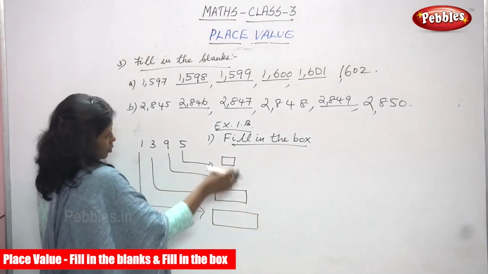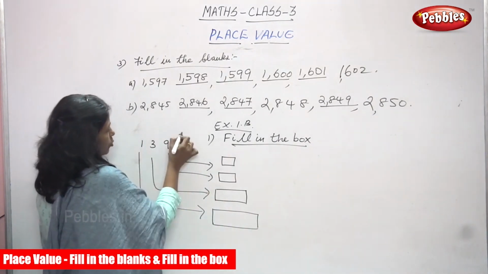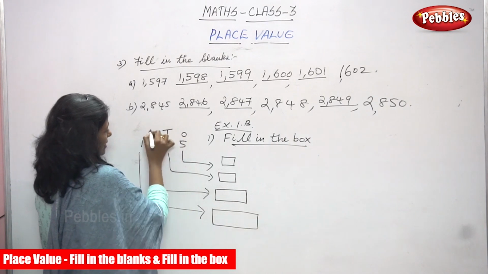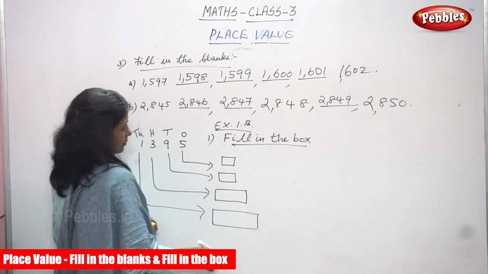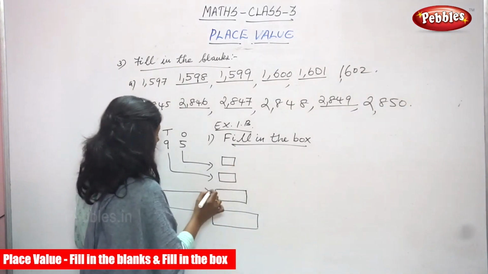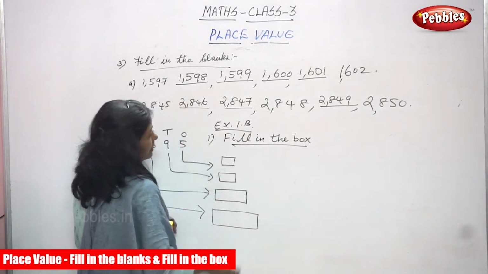So here, this is also fill in the blanks, but this is ones, this is tens, this is hundreds, and this is thousands, you know that. So you have to write the numbers in the boxes here, fill in the box. This is it.